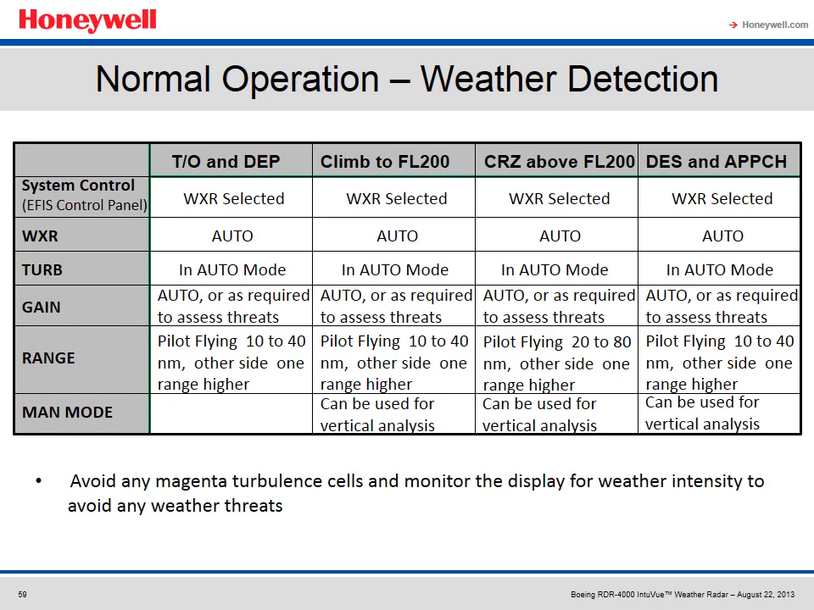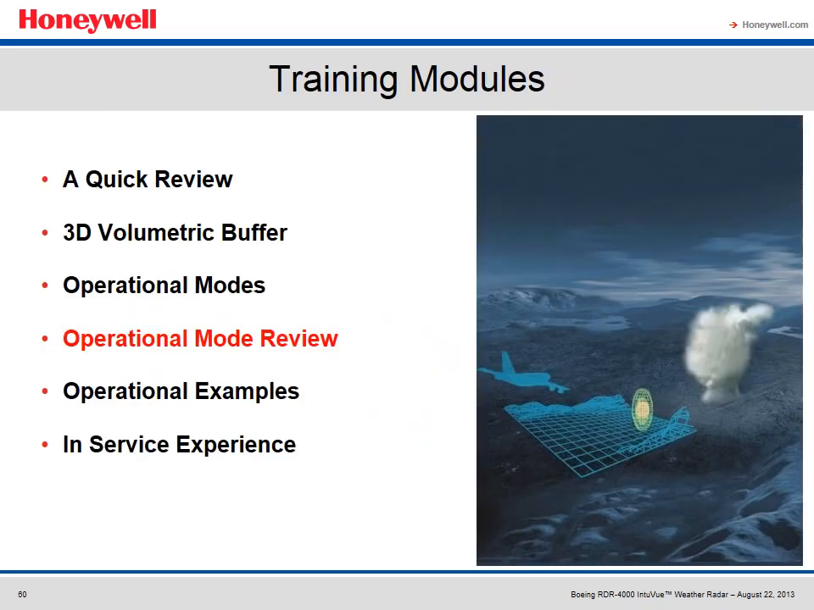Turbulence information is only shown in auto mode so that reflectivity information can be observed in the man mode during analysis. Here are a few simple examples to make sure the auto and man modes are understood before we look at some real-life operational examples.